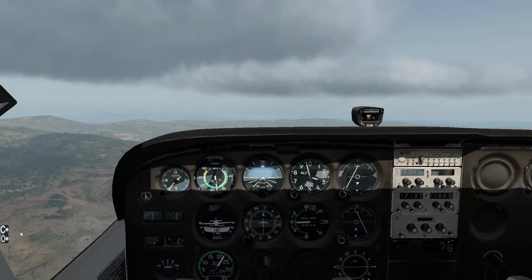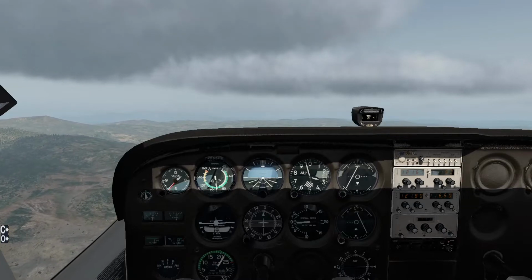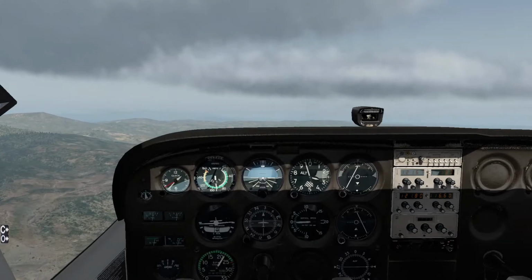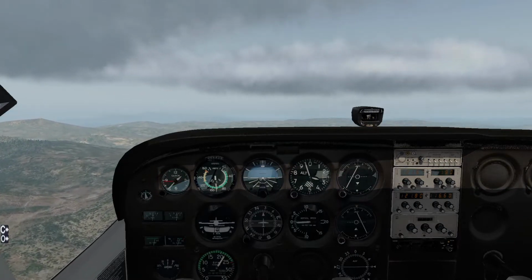In this episode we will be looking at the climbing and descending turns. So, the climbing turn, which is self-explanatory, is a turn which is performed while climbing the aircraft at the same time. There are four main considerations.